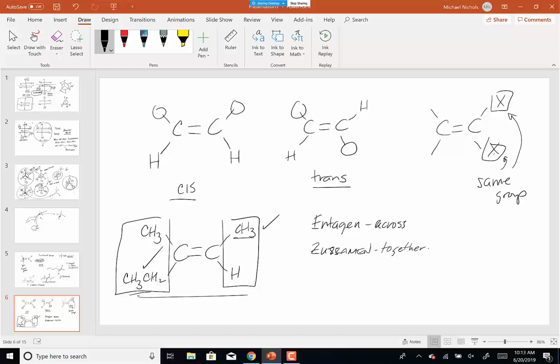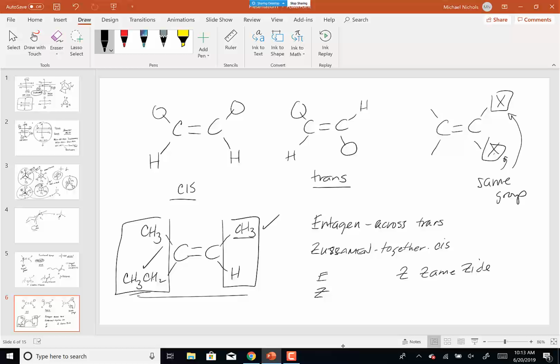But so zusammen means together, and entgegen means across, which gives you then the EZ method of determining stereochemistry for alkenes. So entgegen is the equivalent of trans. Zusammen is the equivalent of cis. How do you remember that? Z, Zame, Zide. It's a mnemonic. Probably not a good one, but it works.